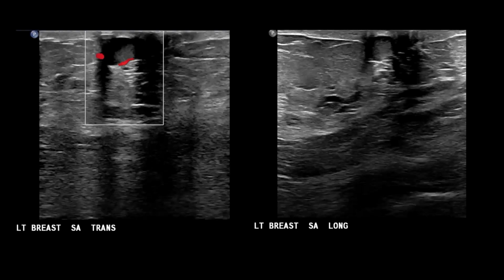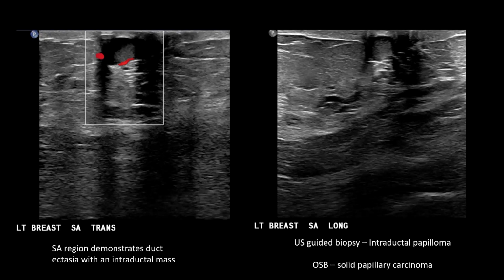We went on to ultrasound, and right at the tip of the nipple in the subareolar area, you can see a partially cystic, solid mass right in the nipple region. So ductectasia, intraductal mass. What do we do with that? Ultrasound-guided biopsy showed intraductal papilloma. This was excised because this patient was symptomatic, and this was a solid papillary carcinoma on excision. So the mammogram was normal. The ductogram wasn't that helpful, but the ultrasound was extremely helpful in this patient.